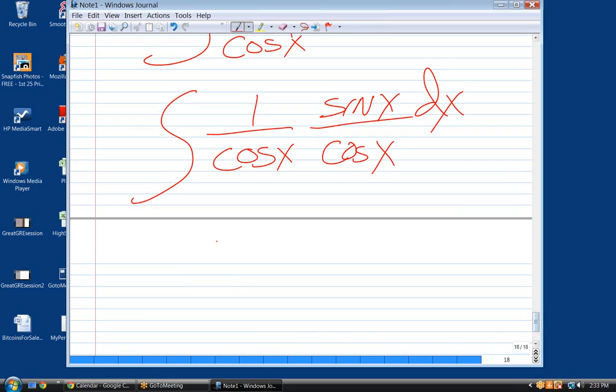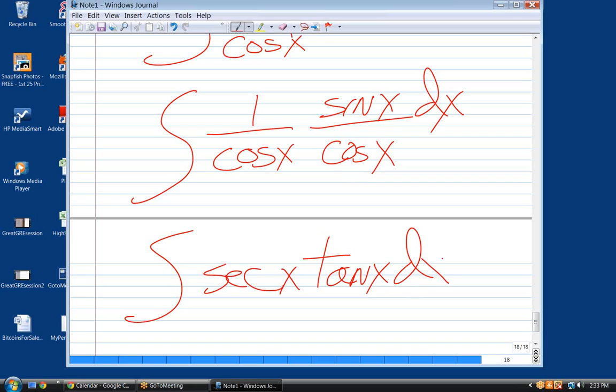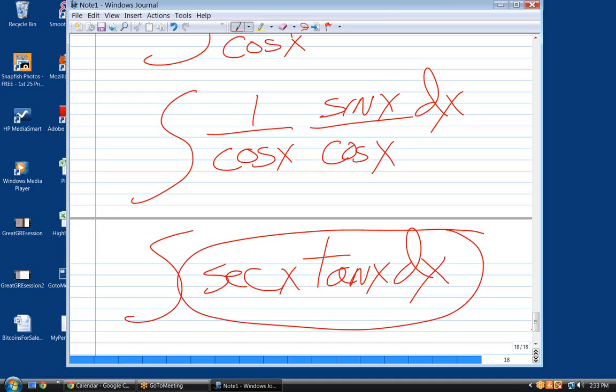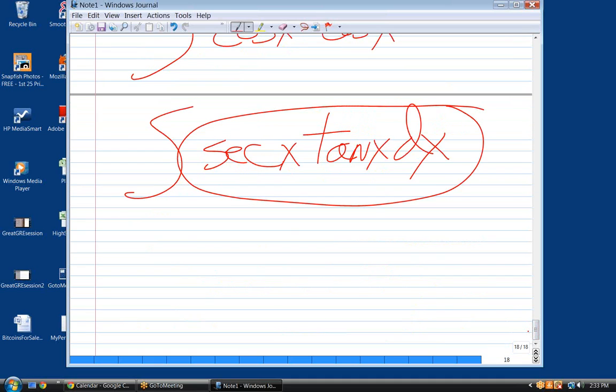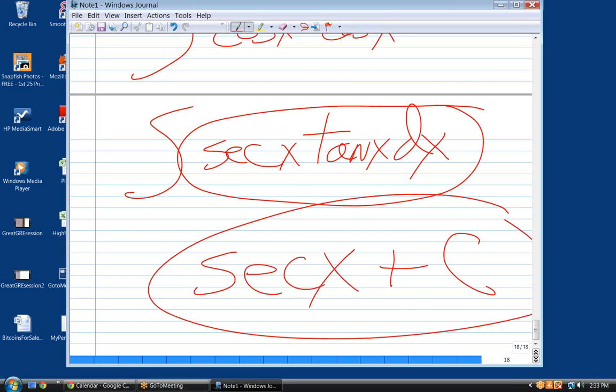So then, what's 1 over cosine? Secant. And sine over cosine is tangent. Yes, tangent. And now, what function's derivative is equal to that? Secant tangent, that's secant, right? Yes. In other words, that's the answer.